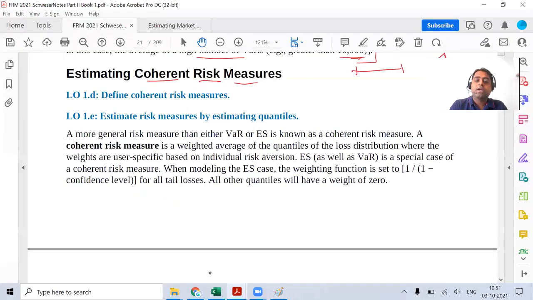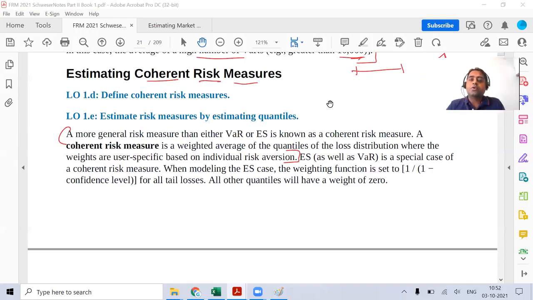I'll take you toward the book and I will ask you to read the first 3 lines. Kindly read the first 3 lines. Okay, assuming everybody has seen the first 3 lines.